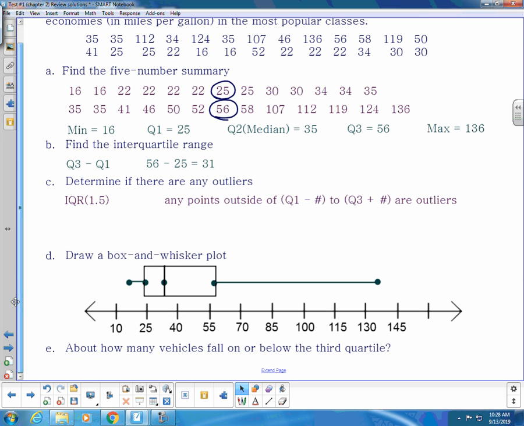Okay, we're just going to write it. The outliers are 107 up to 136. Okay?